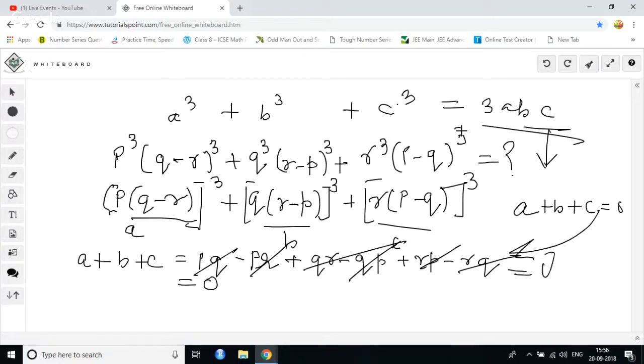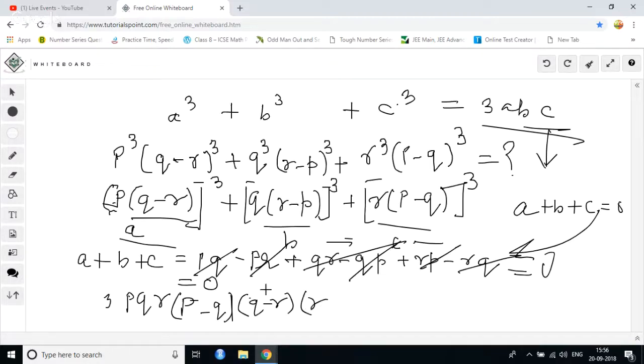So what is the abc? What have you assumed as abc? You have assumed this to be a, this to be b, this to be c. Just write it. 3PQR. I'm taking PQR from here, and the other one would be P minus Q, Q minus R, and R minus A. As simple as that.